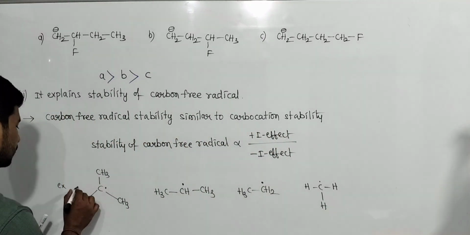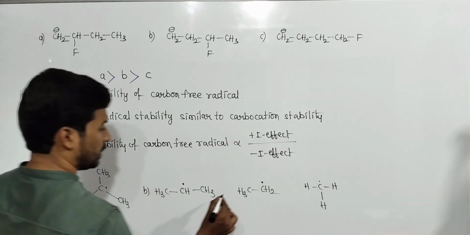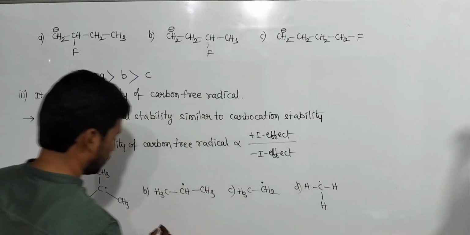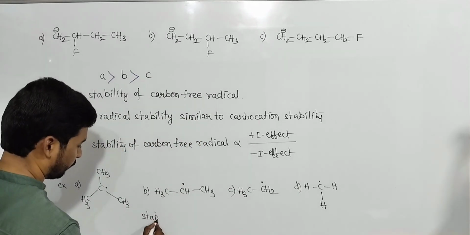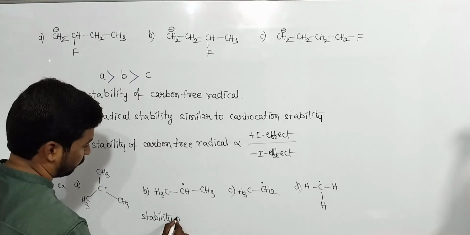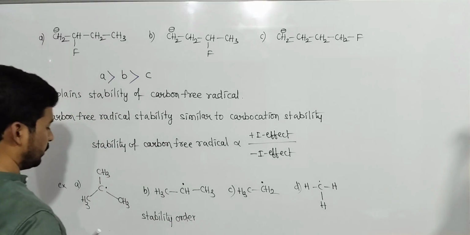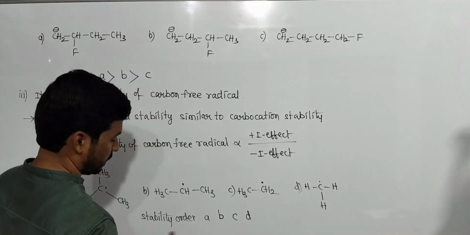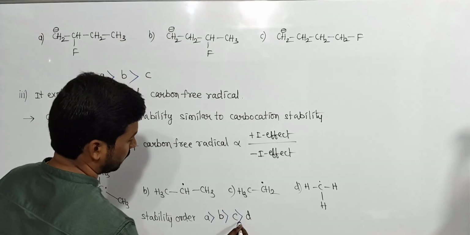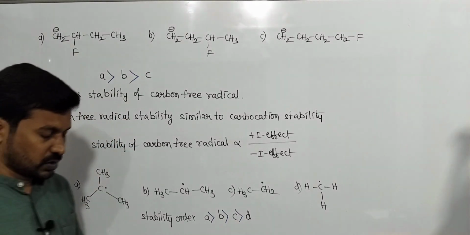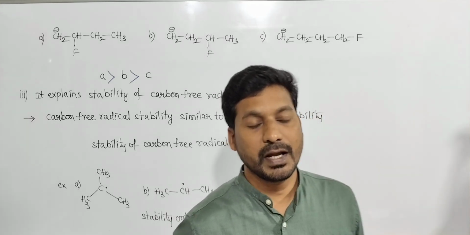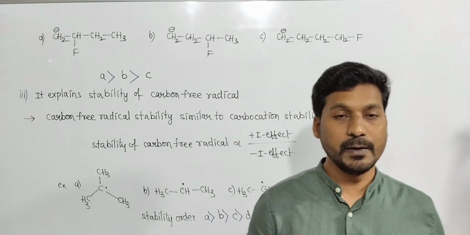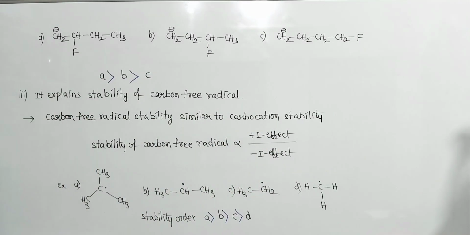Stability order, if it is A, B, this is C and this is D. Which one is more stable? A is more stable than B, more stable than C, more stable than D. Thus, carbocation, carbon ion, carbon free radical stability is explained by inductive effect. Take this one.